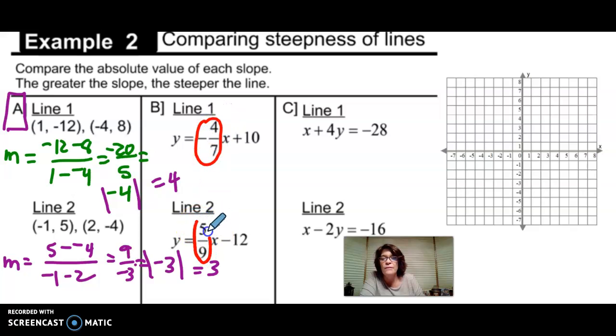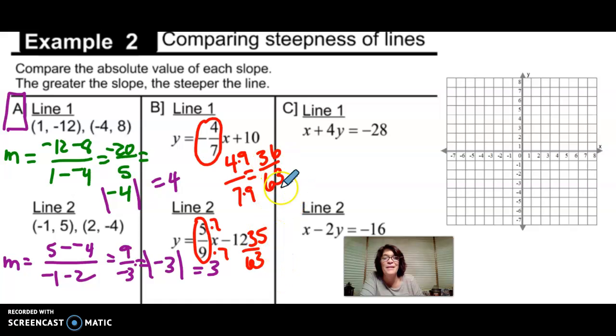-4/7, +5/9. In order to compare them, I'm going to change -4/7 to the absolute value of 4/7 if I want to talk about which is steeper. So 4/7, 5/9, which is bigger? We'd have to figure out what they are with the same denominator. 7 times 9, 63. 4 times 9 is 36. 9 times 7, 63. 5 times 7 is 35.